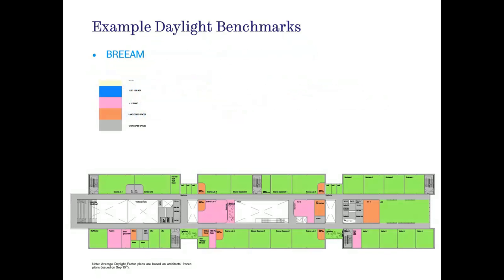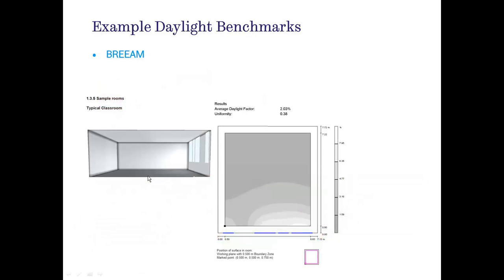So here's an example. This is a school, and everything in green is achieving the 2% daylight factor. Anything that's dropping below that is shown in this sort of brown. Okay? And on a more detailed classroom level, this is the simulation which was conducted in the computer to demonstrate that we're achieving a daylight factor of 2%, and that is achieved across 80% of that room.